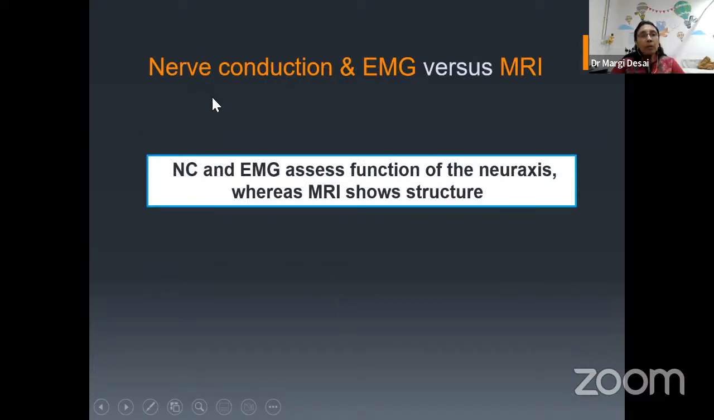Now, what is the difference between electrophysiology and imaging? Nerve conduction and EMG assess function of the neuroaxis, whereas imaging usually shows structure. So often in patients who have wrist drop, foot drop, carpal tunnel syndrome, if the structure is intact, the MRI may not show significant abnormality, but nerve conduction definitely will.